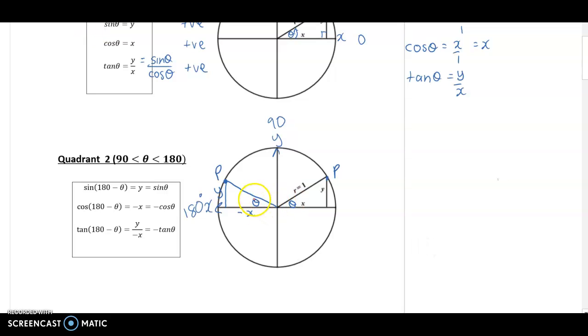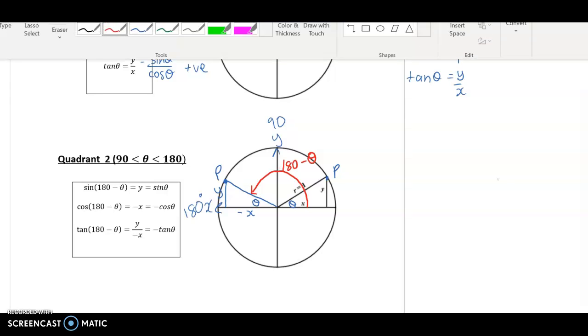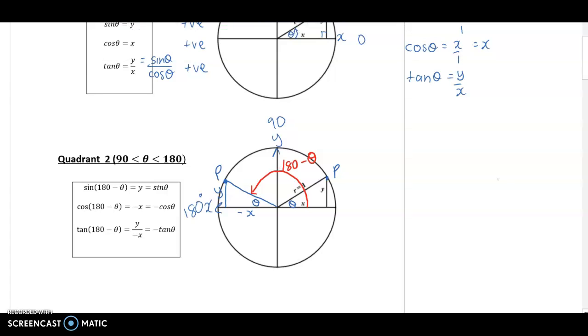is, although we're referring to this angle theta, what's actually happened is we've moved around through an angle of 180 degrees minus that theta. We're going to work out some rules to see how we can make the calculations a little bit easier so we can refer to theta instead of 180 degrees minus theta. And that's what we're going to do in this quadrant.